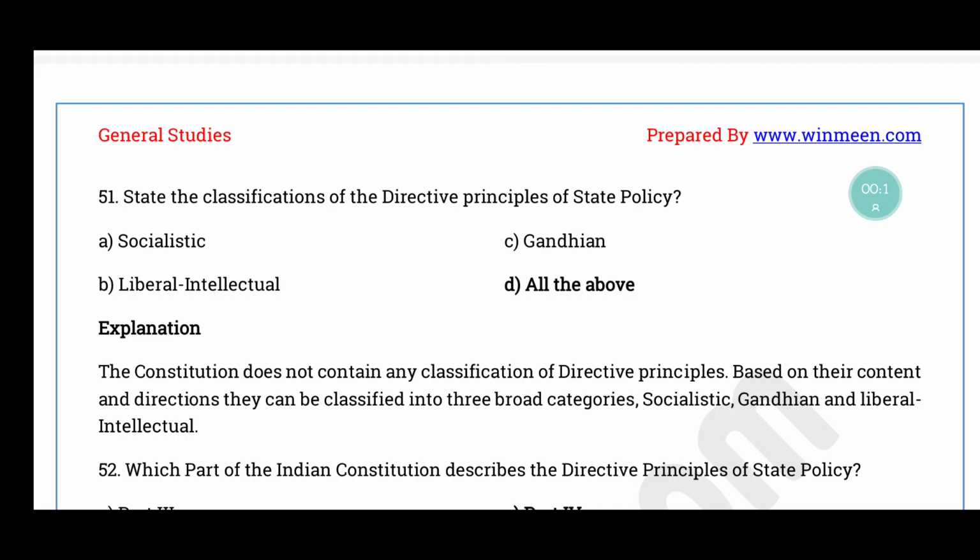Question number 51. State the classification of directive principles of state policy. The correct answer is option D, all the above. That is socialistic, Gandhian, liberal, intellectual.